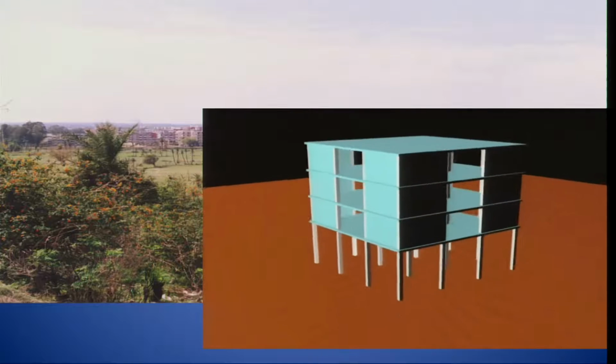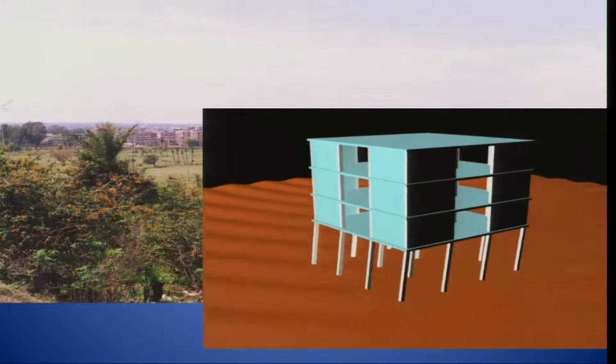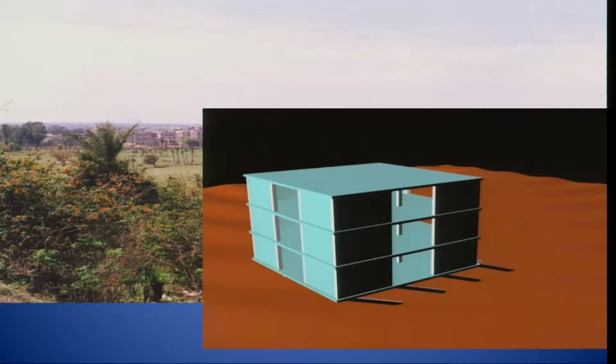When you are having the open story ground floor, which is mostly used for parking and all that, this will go down. So, this is an extremely dangerous part in terms of the construction of the buildings and all that.